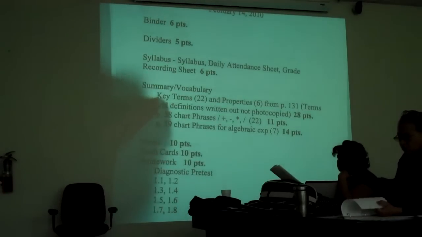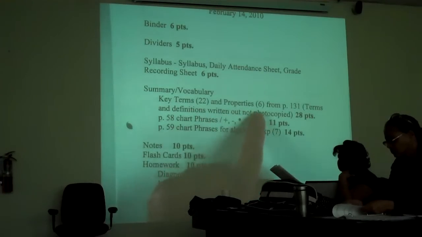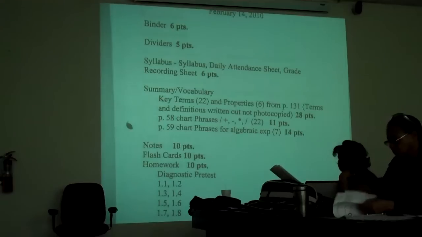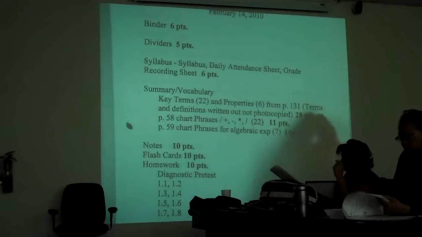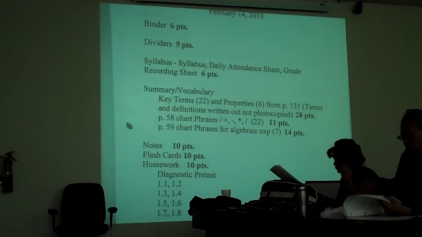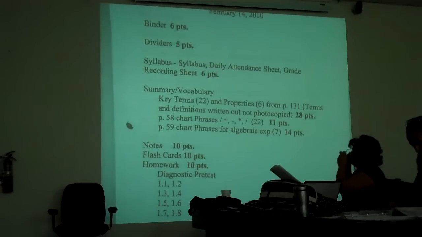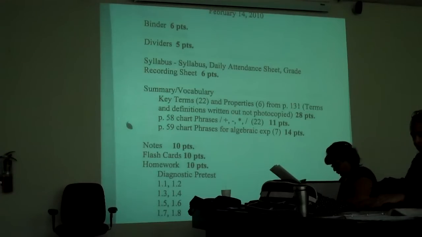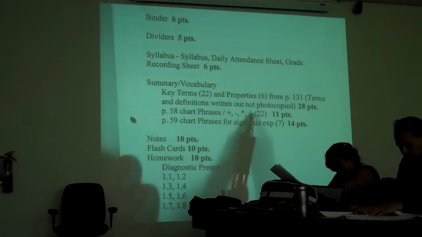The key terms, there's 22 of them, and the properties, there's 6 of them. Okay, make sure those are in there, written out, not copied out of the book, okay? From page 131, look at page 131. I mean not a photocopy. Oh, you can write them out of the book. Yeah, you need to write them like out of the book, word for word, but not photocopied. Okay, so you need to do the terms and definitions written out, not photocopied.